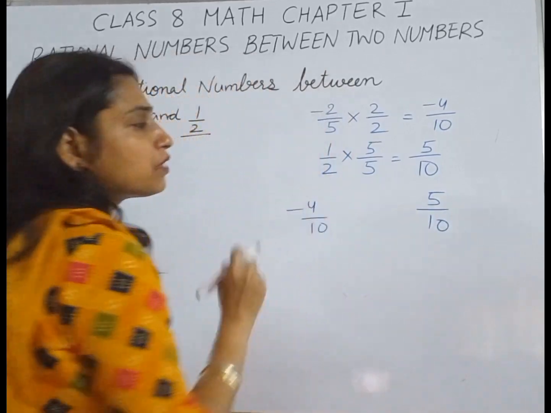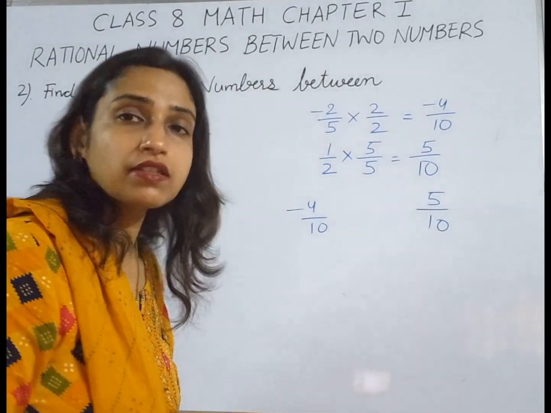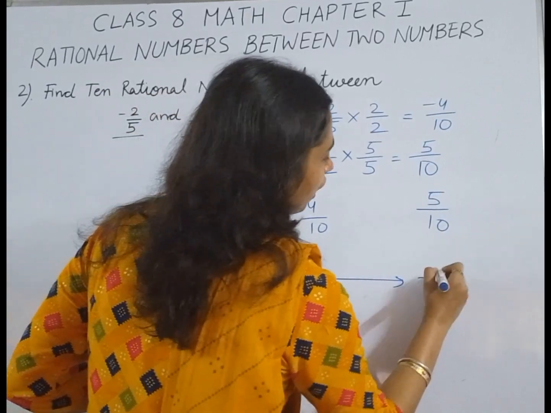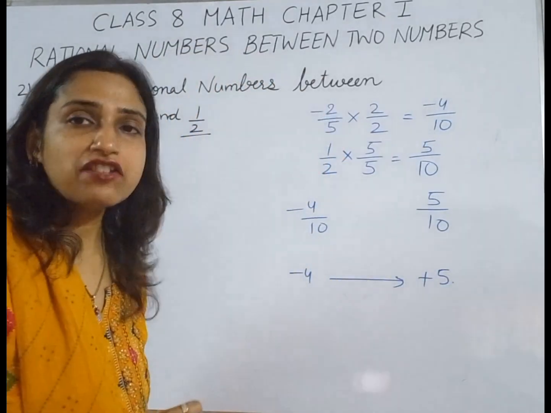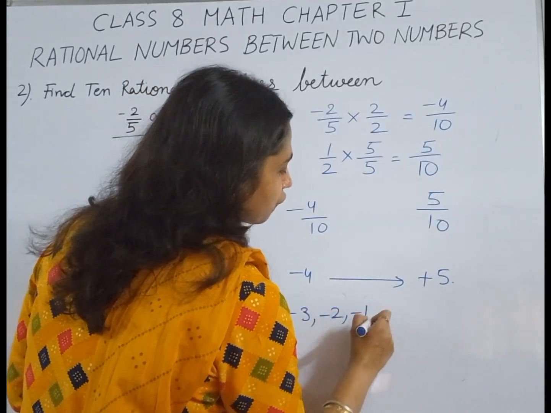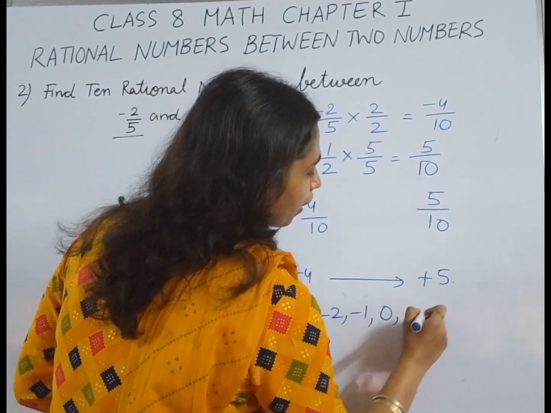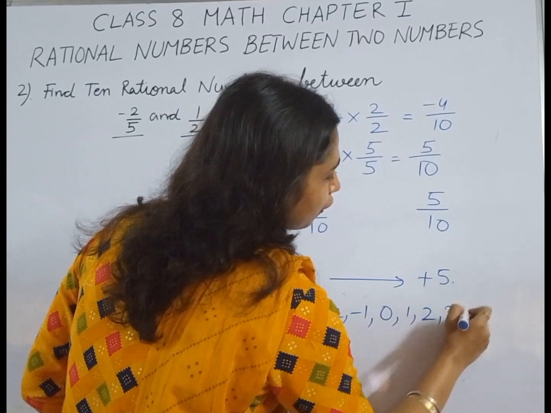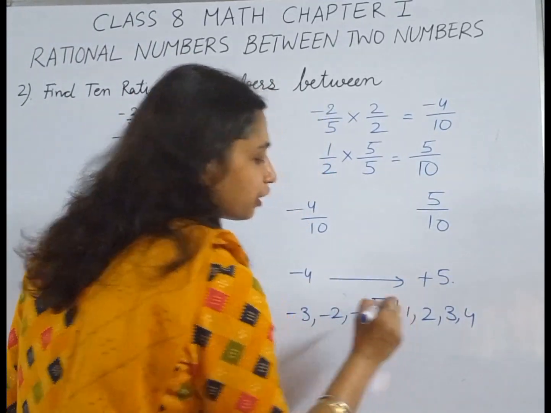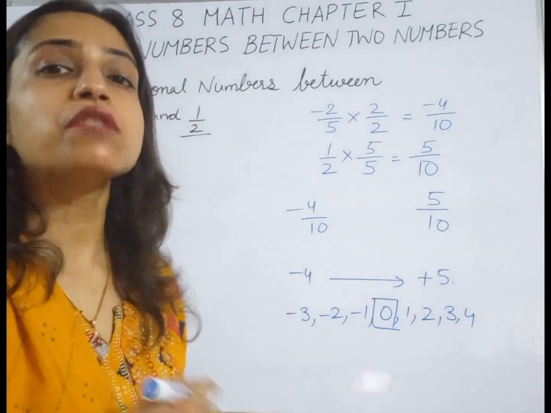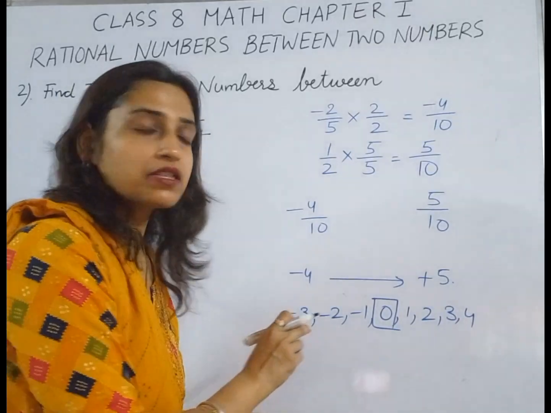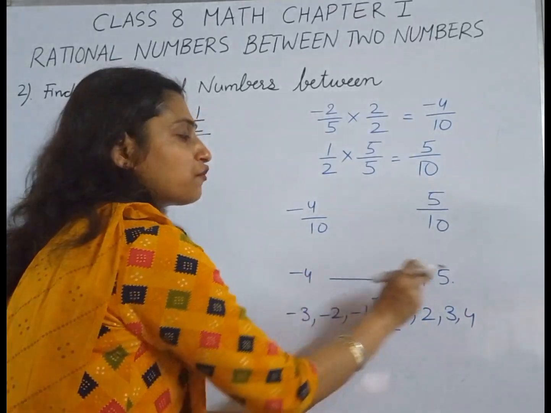So how many numbers are between these two numbers? If we count from minus 4 to plus 5, there are 8 numbers: minus 3, minus 2, minus 1, 0, 1, 2, 3, 4. These are 8 numbers. Yes, we can include 0 in the set of rational numbers because 0 is a rational number. So there are 8 numbers between minus 4 and 5.